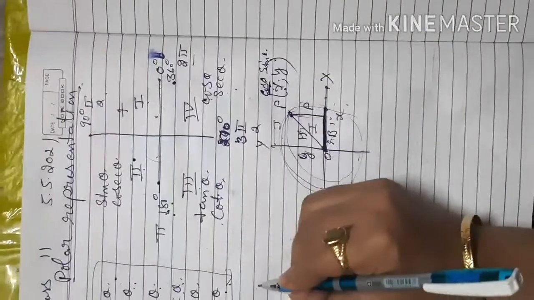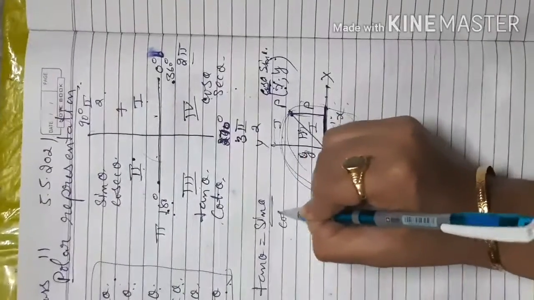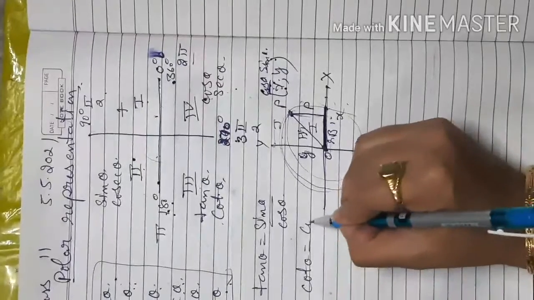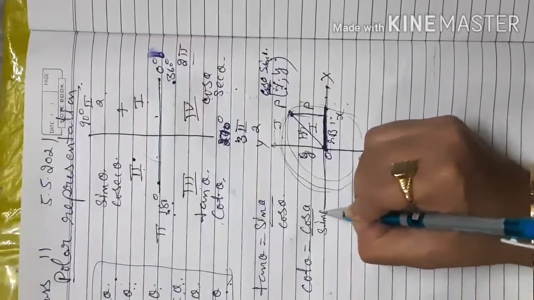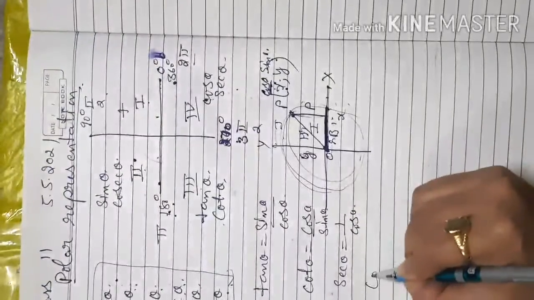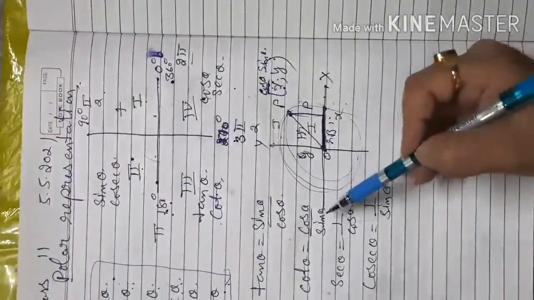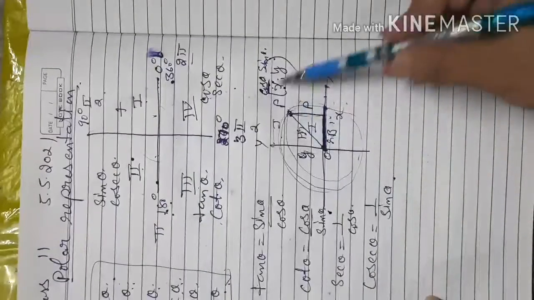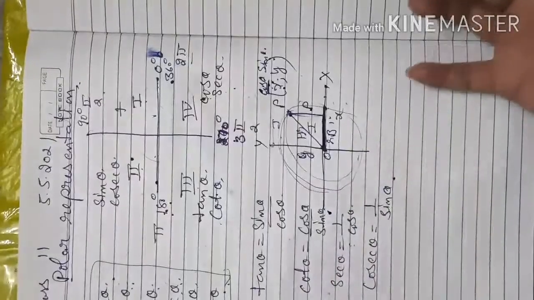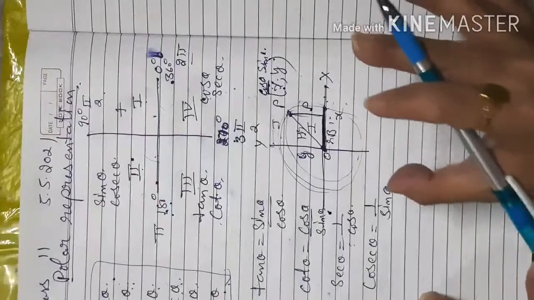We already read about that: tan theta we consider as sin theta upon cos theta, and cot theta is the reciprocal of this, cos theta upon sin theta. Secant theta is the reciprocal of cos theta, and cosecant theta is the reciprocal of sin theta. If my sin theta and cos theta values are positive in any quadrant, then all the trigonometric terms will be positive. So that is the reason in the first quadrant all six trigonometric terms are positive.